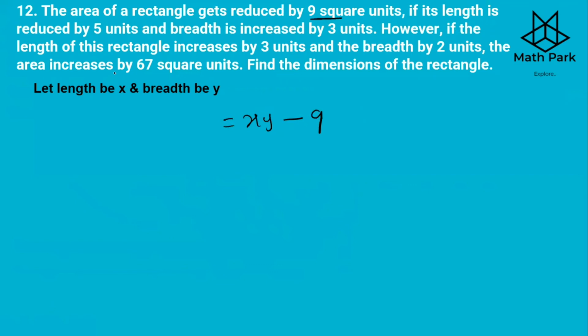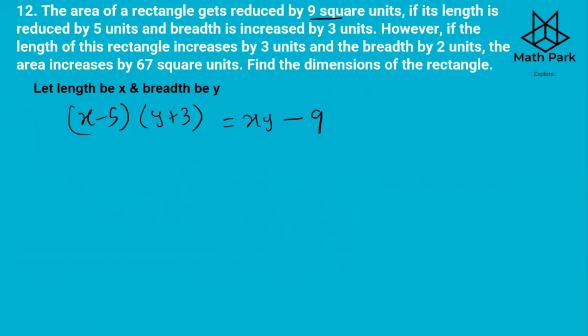Okay. So if the length is reduced by 5 units, that means the length becomes x minus 5 and the breadth is increased by 3 units. That means breadth is y plus 3. Then the area gets reduced by 9. So this is important. Understanding this is important. So area is xy if the length and breadth are, and it gets reduced by 9 when the length is reduced and the breadth is increased. So we solve this equation.